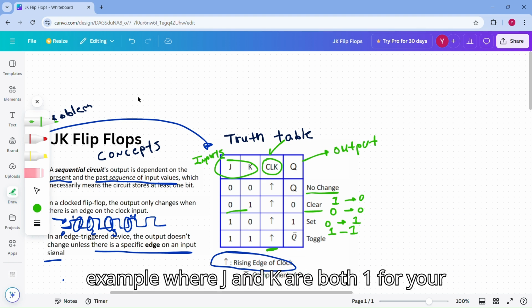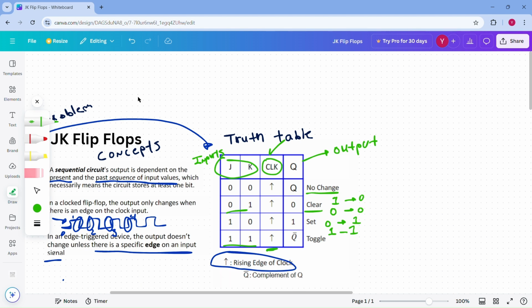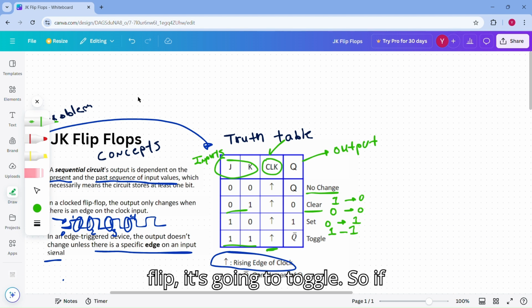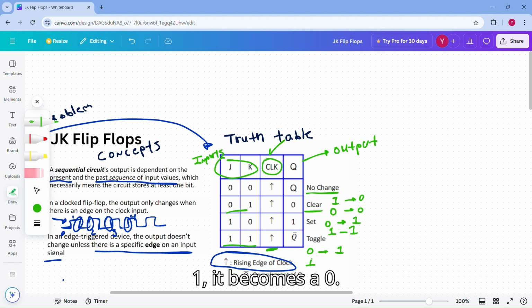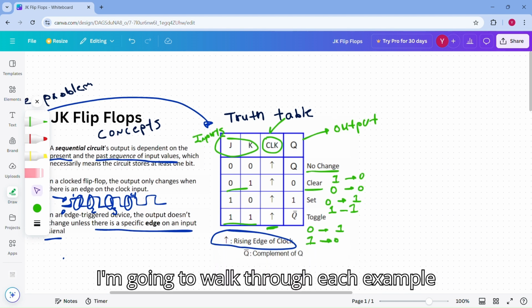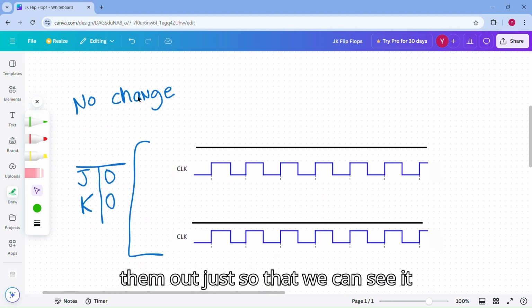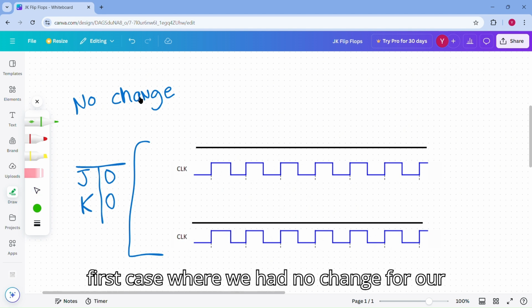And this last example, where J and K are both 1 for your inputs, you have Q's complement. So whatever Q was before, it's going to flip, it's going to toggle. So if I had a 0, it becomes a 1. If I had a 1, it becomes a 0. I'm going to walk through each example independently, and we're going to draw them out just so that we can see it happen, okay? So this is the first case where we had no change for our Q.